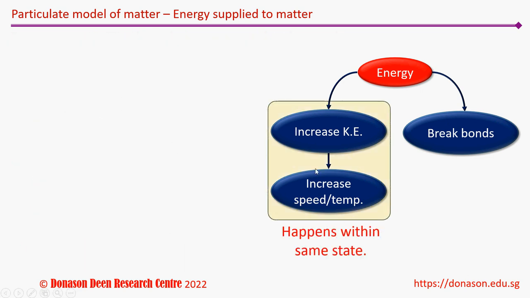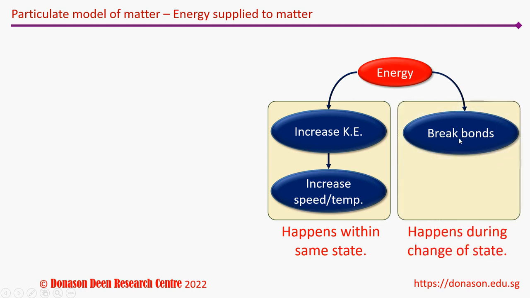So this increase in kinetic energy, speed and temperature happens when the substance is in the same state. That means within solid to solid, or within liquid to liquid, or within gas to gas, right? That's the reason why within the same state an increase or decrease in temperature can be observed. However, the breaking of the bonds is necessary when we want to change the matter from one state to another. So the bond breaking happens during the change of state, or state change, right?